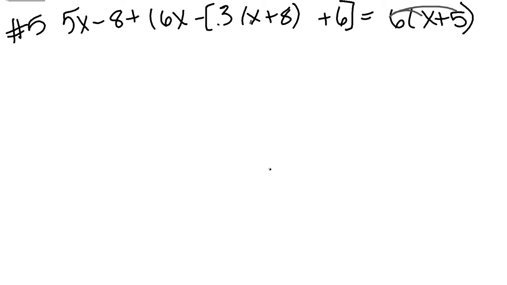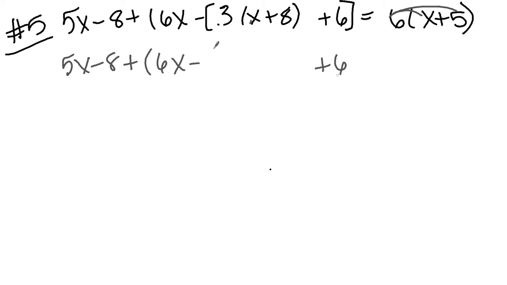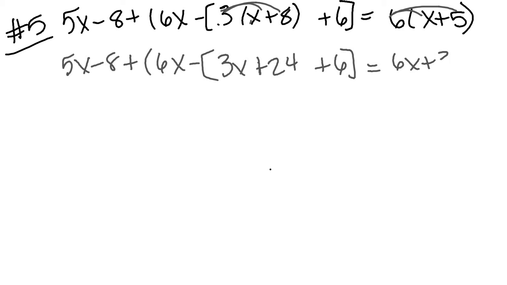Okay, so when you're solving an equation, and this is number 5, I'm just going to go in the order that you sent me. The first thing is we're going to go ahead and distribute. So I'm actually going to ignore this 5x minus 8 plus 6x minus, and then this plus 6. And then I'm going to just distribute this so I get 3x, 3 times 8 is 24. And then I'm going to go ahead and distribute this so I get 6x plus 30.